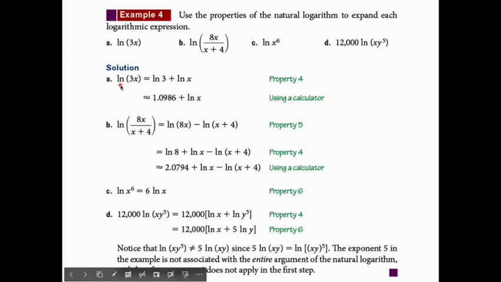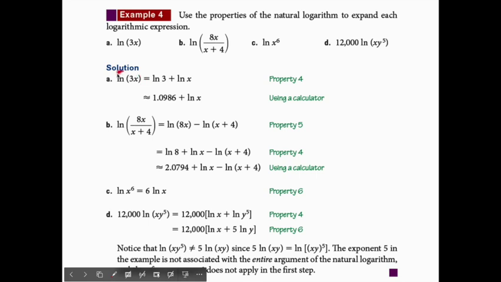Example A. So we have the natural log of 3x. Now this question wants us to expand the expression. So for example, if I ask you to expand 3 times the quantity of x plus y, that means we're going to rewrite it as multiple terms instead of keeping it as one term. So we would have 3 times x plus 3 times y. That's my example of what I mean by expanding. We're writing it in multiple terms.